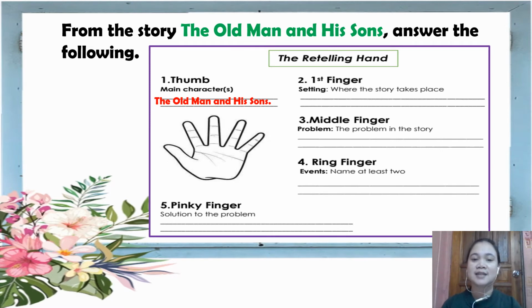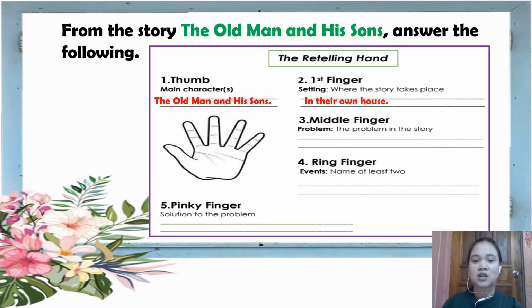Okay, next, the first finger. Where did the story take place? Okay, in their own house.